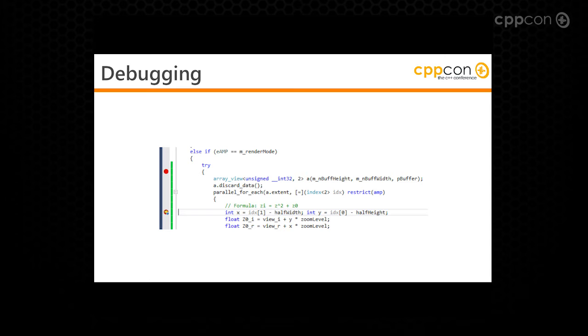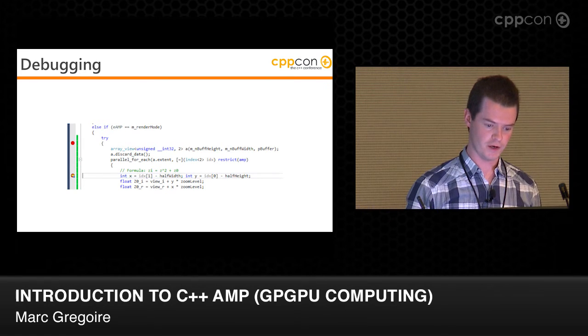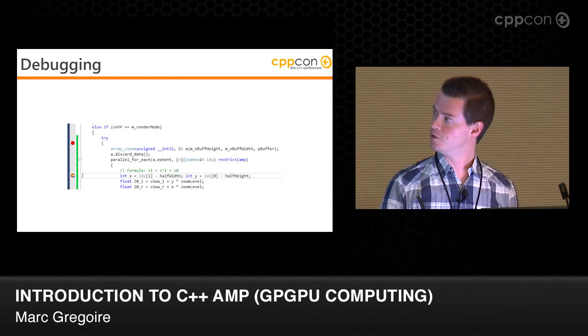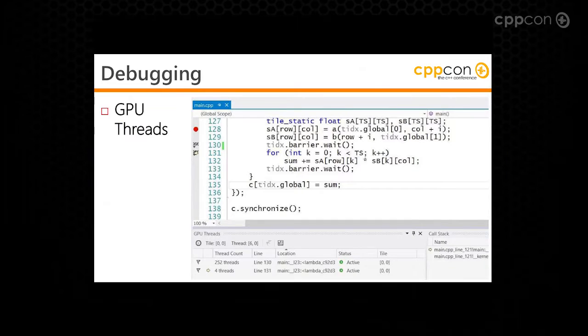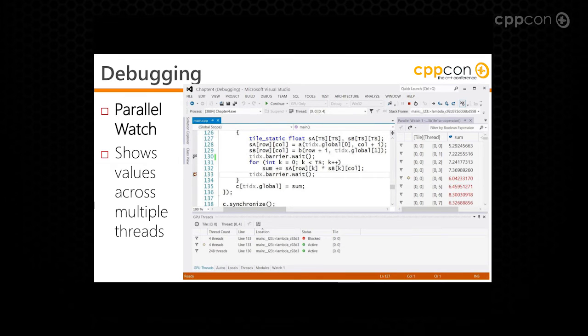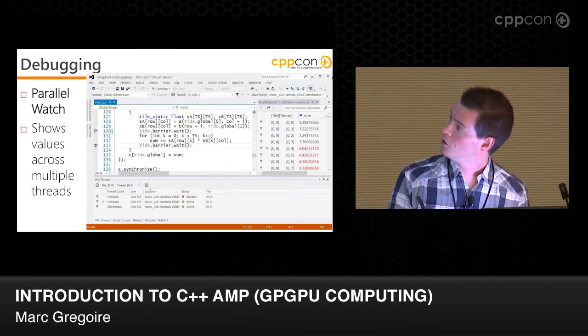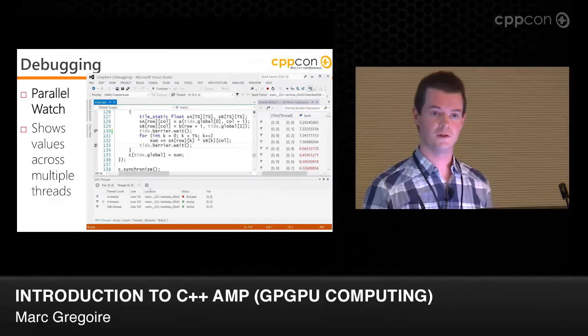So here in this example, the first breakpoint is obviously in CPU code. It's on a try line. The second breakpoint is inside my parallel_for_each, so that's inside GPU code. When you break at that point, you can inspect all your GPU threads. At the bottom here, you see in this particular case, there are 256 threads active. And for each of these threads, you can inspect the local variables in this window. So you can see what each thread is computing.